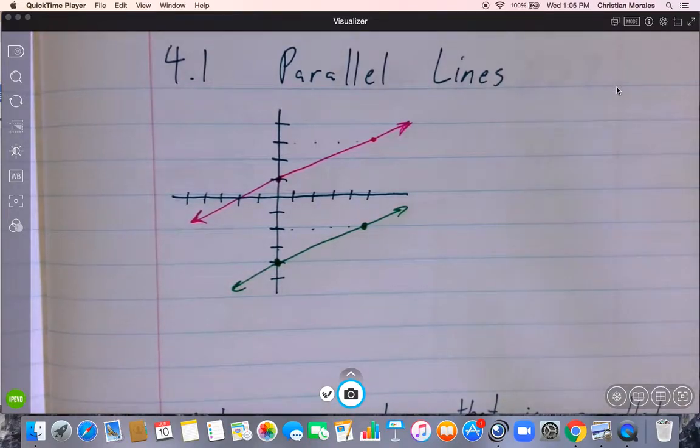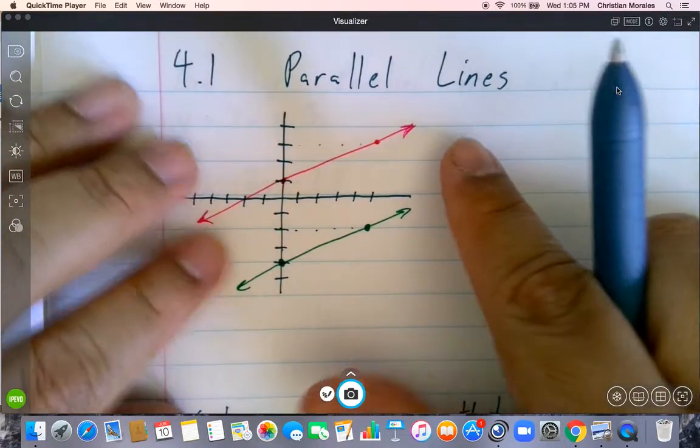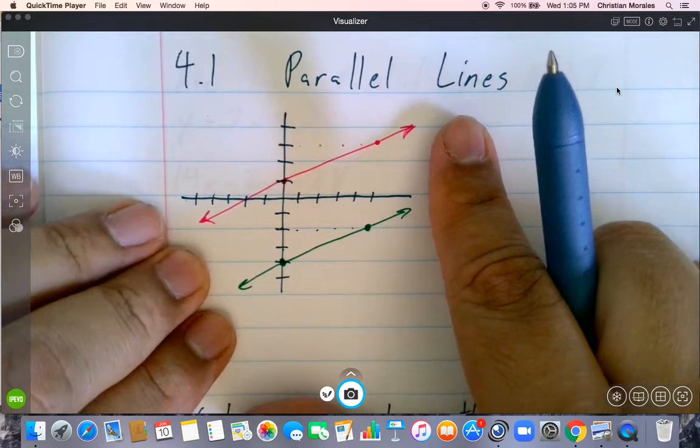Day 4, lesson 1, parallel lines. So now what we're going to be doing is comparing two lines to each other. Okay, so you take these two lines. This is what you should expect when you see parallel lines.